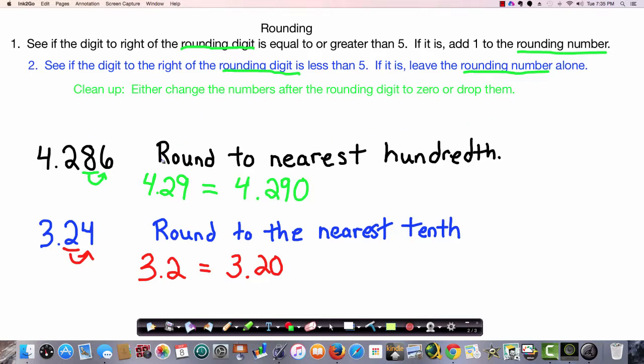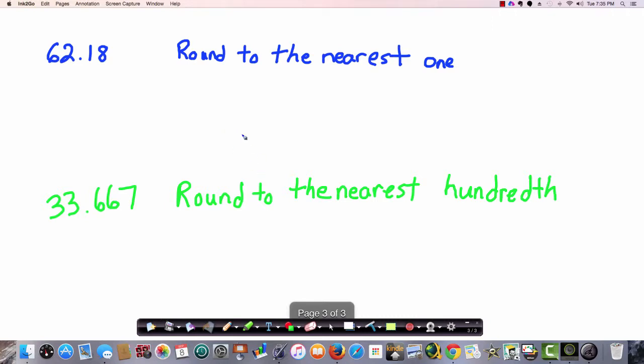So these rules help us when we're trying to decide what to round to, because if we don't have a number line, it may be hard to see. So now I'm going to get you to try some on your own. So the first one, and you can stop this and try it on your own, and then turn it back on to see what the answer is. But here we have 62 and 18 hundredths. And the instructions are to round to the nearest one.